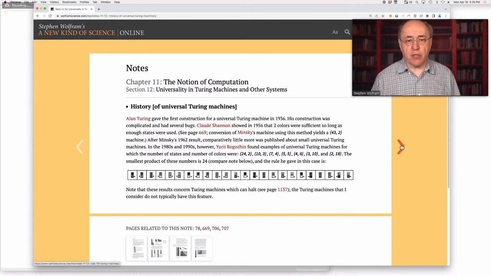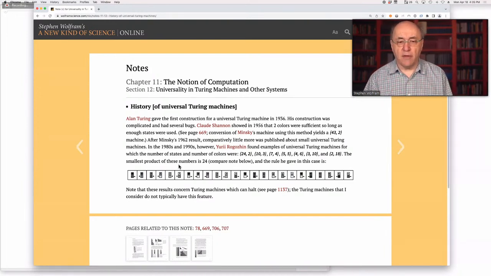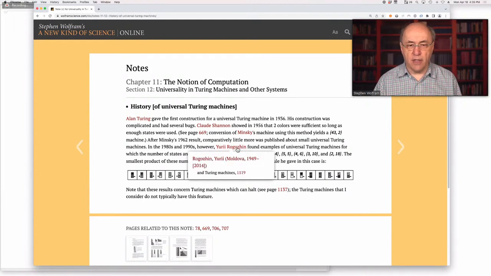In a sense, people could estimate the overall complexity of a Turing machine. It's like, how many boxes do you have to include in the specification of the rule? It's a product of the number of states and the number of colors. So the Minsky one was 28. And so we can see, are there smaller ones? Well, there's one with a smaller product, 24, from Yuri Rogozhin.